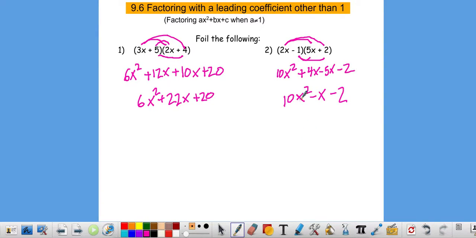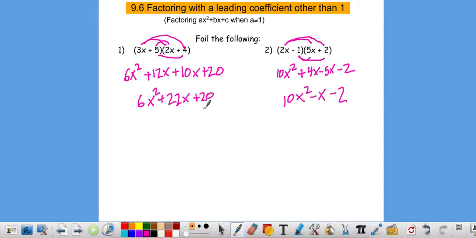So what you're going to notice is in reality, the a part is always just this value times that value. 2x times 5x is 10x squared. 3x times 2x is 6x squared. And the c value is always the last two in the first, outside, inside, last portion. So negative 1 times 2 is negative 2. 5 times 4 is 20.